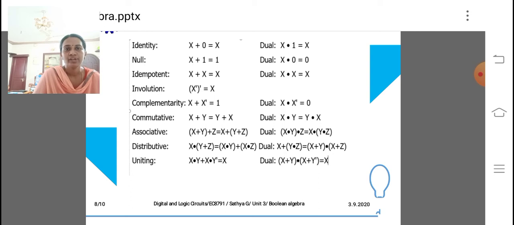If we are adding the same variable, we are getting the same variable as the answer. So these are all the basic rules. You have to study these rules, then only can you simplify Boolean expressions. You have to identify what is identity, null, involution, complementary, commutative, associative, and distributive. You have to know each and everything, then only can you simplify a lengthy Boolean expression into a small Boolean expression.